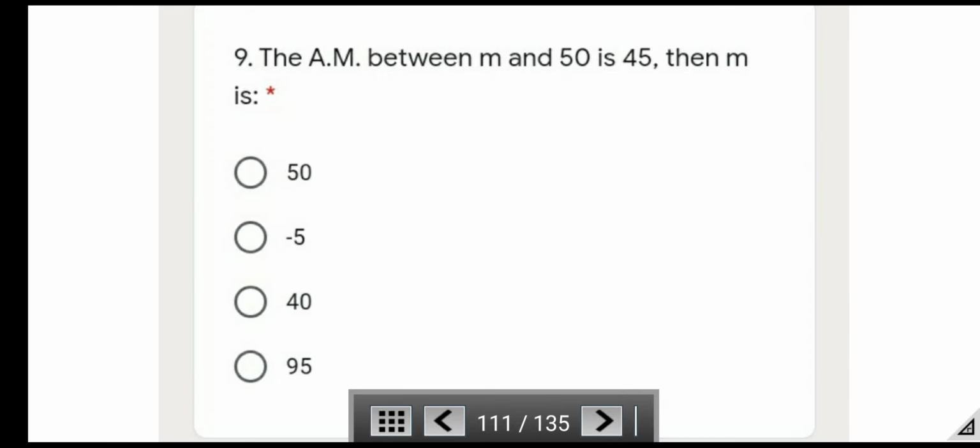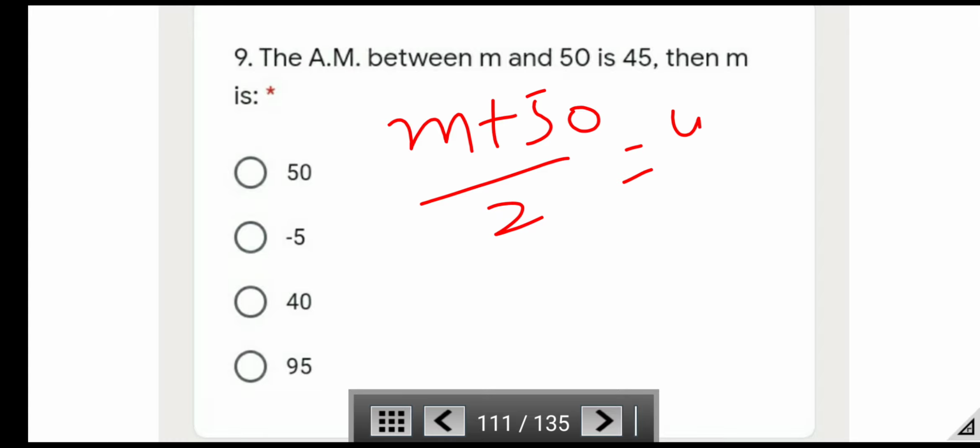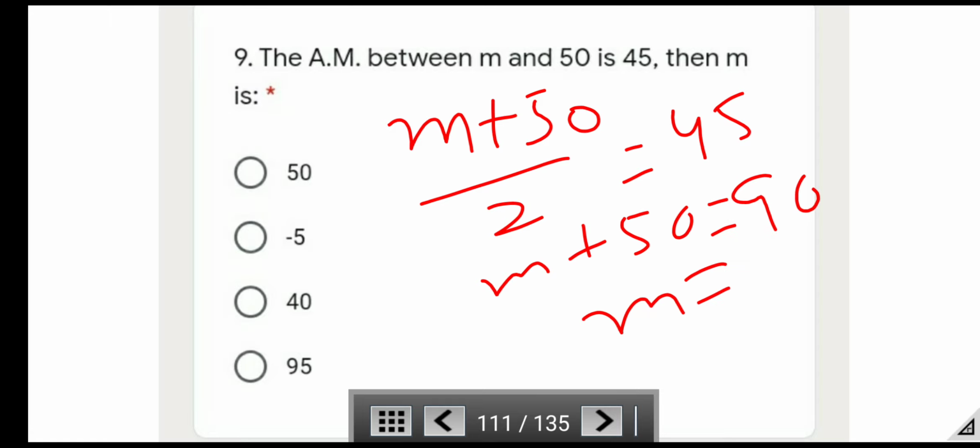Ninth question, the arithmetic mean between m and 50 is 45, then m is: (m plus 50) divided by 2 is equal to 45. So solve this. m plus 50 is equal to 90, that is m is equal to 40. So 40 is the right option.